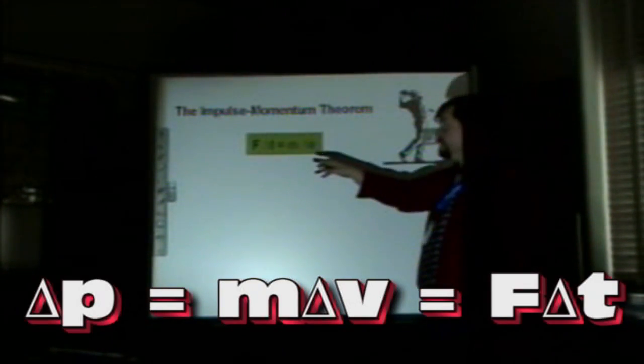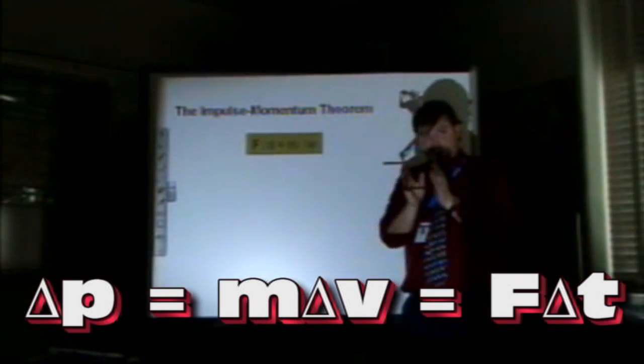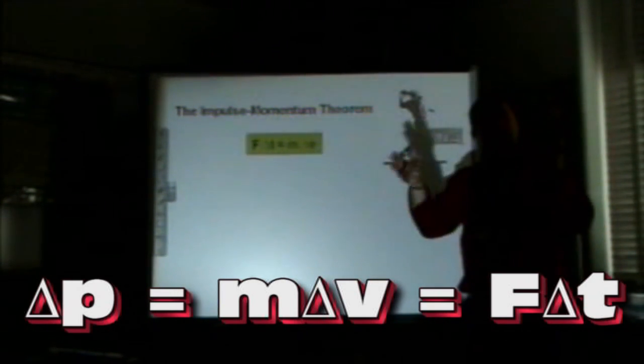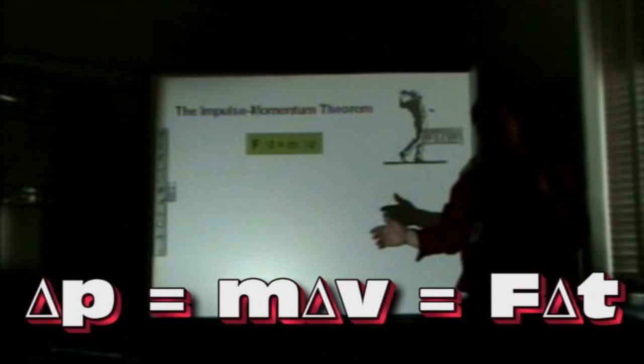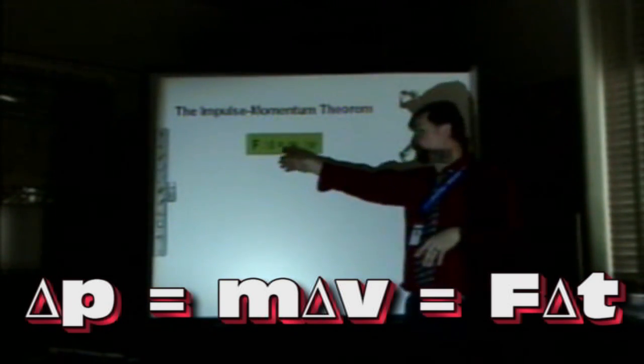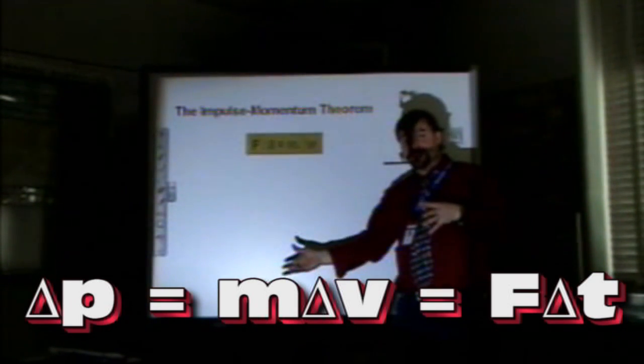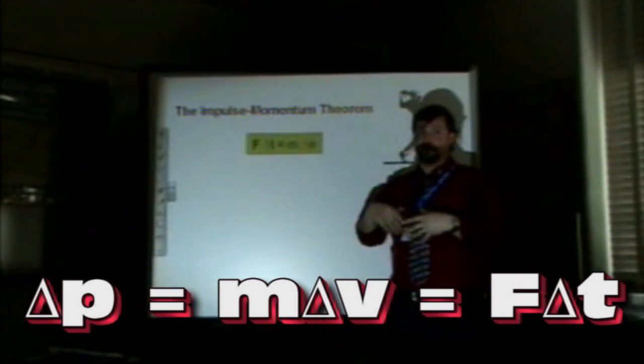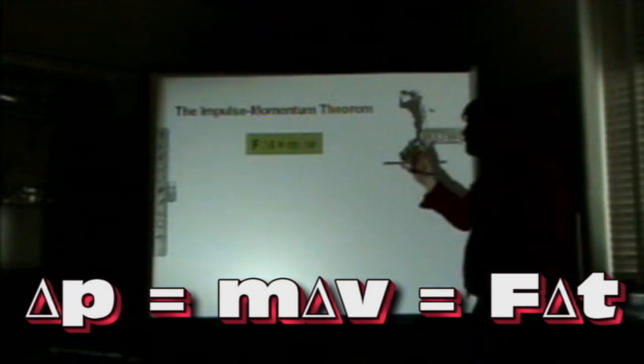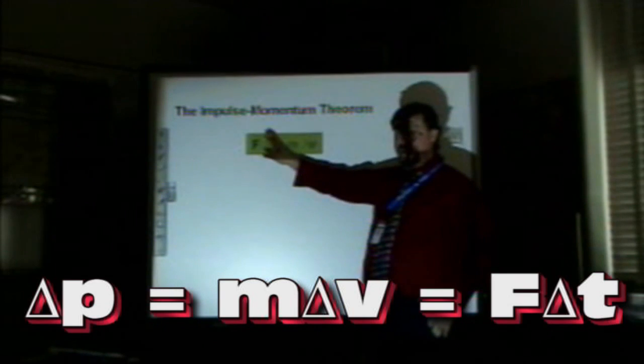A force applied for a specific time period will give you a specific acceleration or change in velocity during that period. When the force stops being applied, the acceleration stops. The velocity doesn't stop, but the acceleration stops. So this is what we call an impulse.